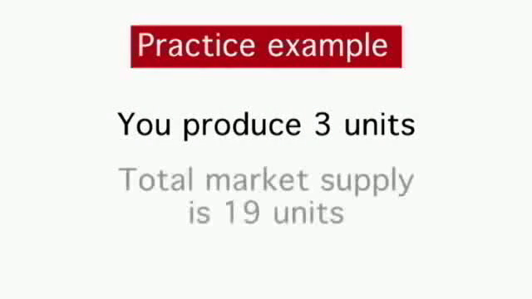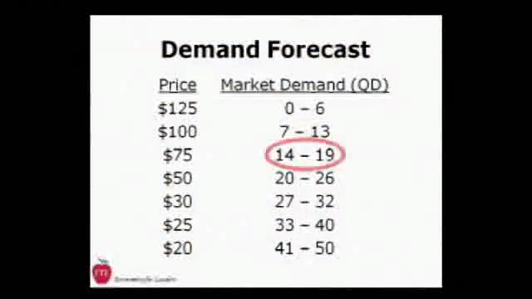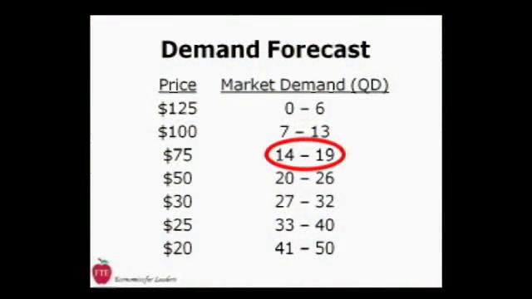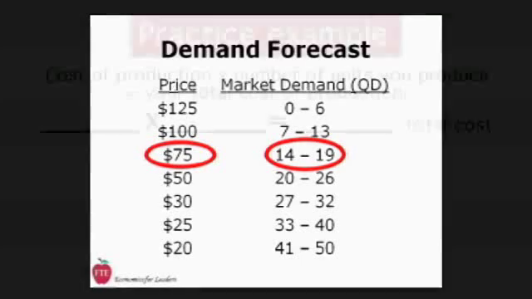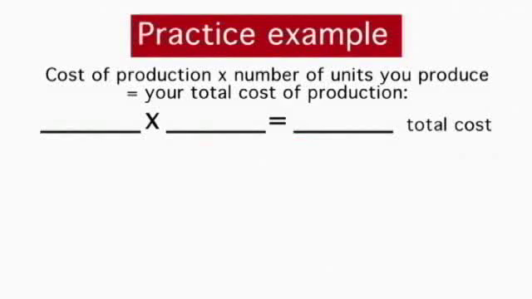Suppose your company produces 3 units, and the total market supply is 19 units. Okay, look up here to see where that would intersect the demand and at what equilibrium price we would end up with. $75. Okay, so the cost of production multiplied by the number of units you produce is going to give us our total cost. How many did you produce? 3. You produced 3, and if the cost of production is $25, what's your total cost of production?